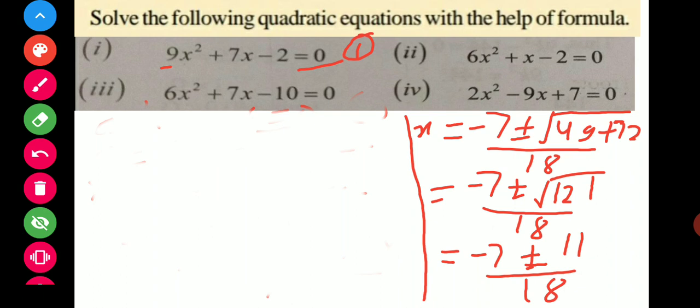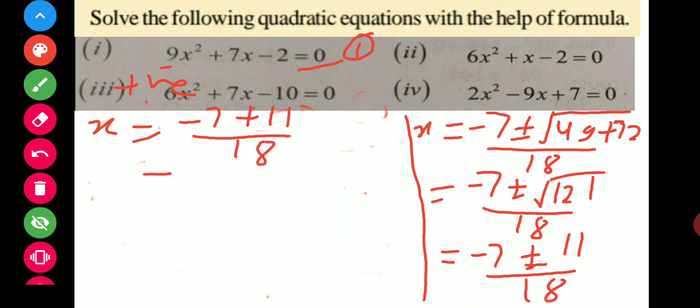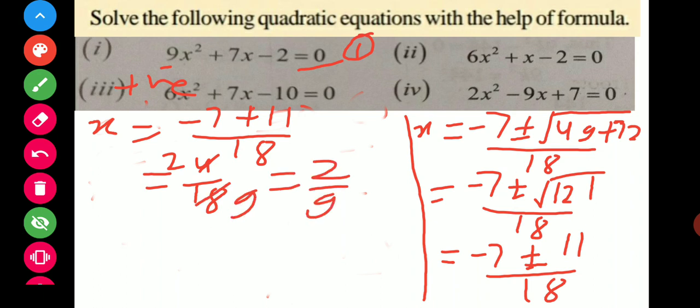Now come to the question. First take the positive sign. So minus 7 plus 11, upon 18. So it becomes 4 upon 18. Dividing by 2, it becomes 2 upon 9. That is your first answer.